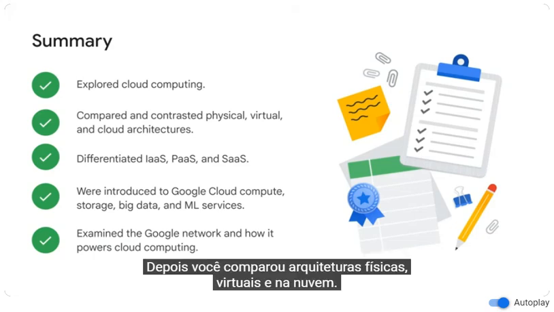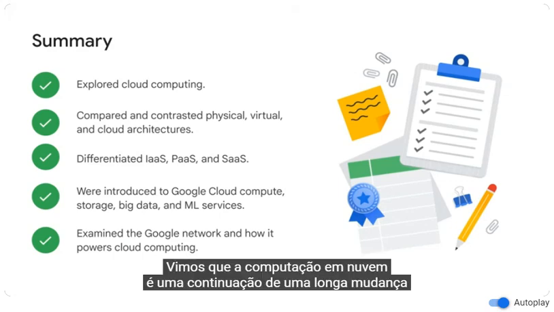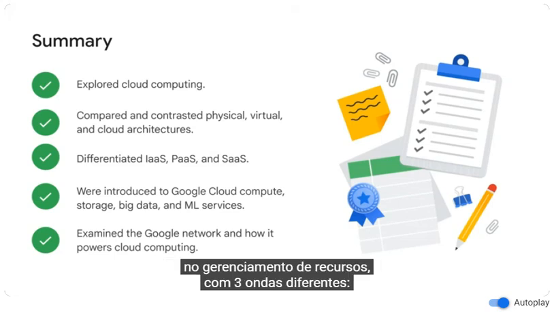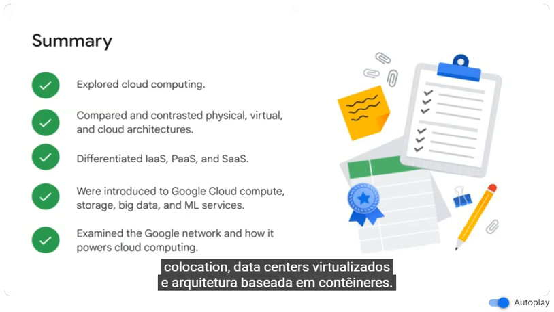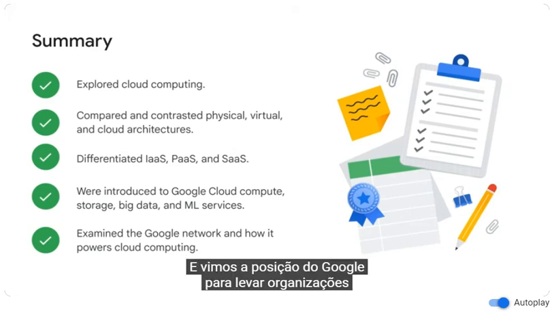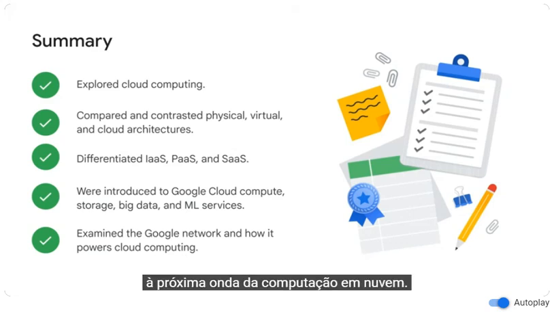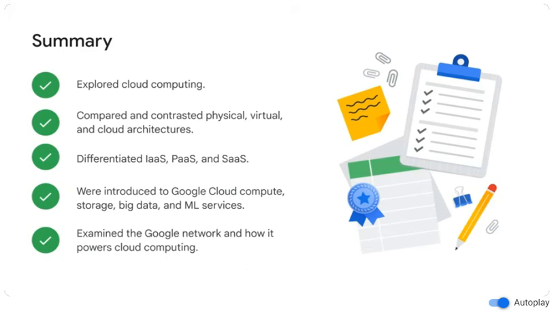Next, you compared and contrasted physical, virtual, and cloud architectures. You explored how cloud computing is a continuation of a long-term shift in how computing resources are managed, looking back through 3 different waves: co-location, virtualized data centers, and container-based architecture, and Google's distinct positioning to propel organizations into the next wave of cloud computing.